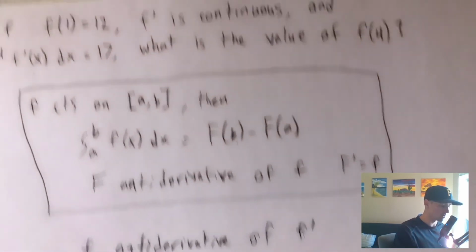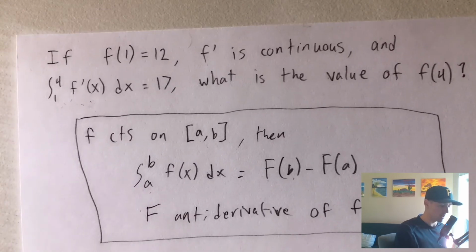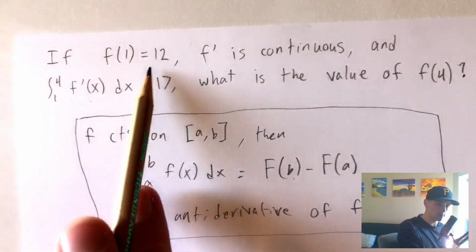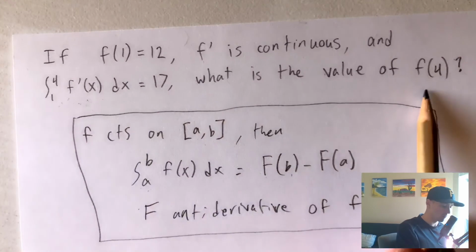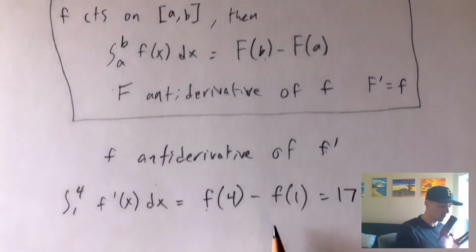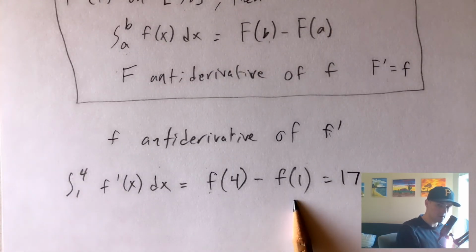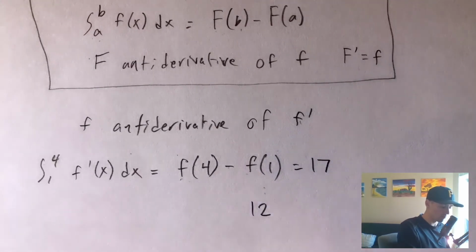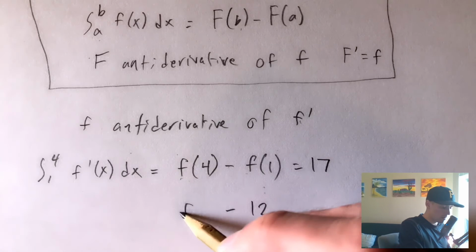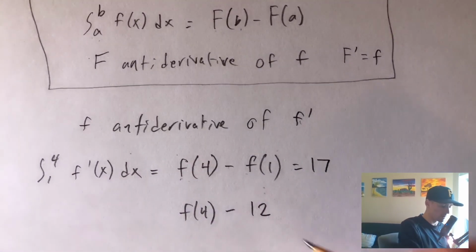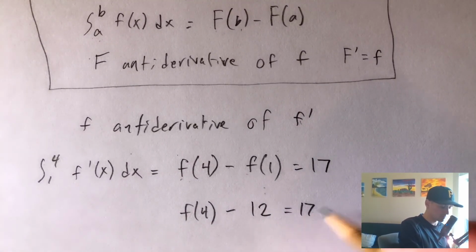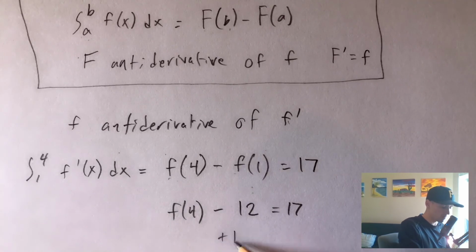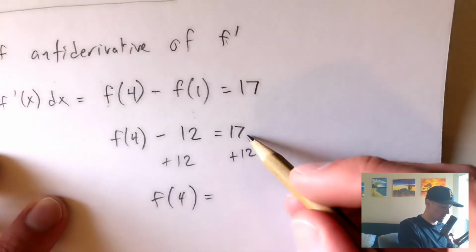So it also told us, back in the beginning of the problem, that f of 1 equals 12. Right? And what we're looking for is f of 4. So if we know f of 1 is 12, and f of 4 is what we're looking for, we can plug in 12 for f of 1. We still have f of 4 here that we're trying to find, and we know that this is equal to 17. So now we can just add 12, and that tells us f of 4 equals 17 plus 12, which is 29.